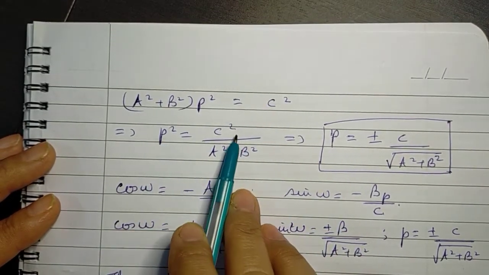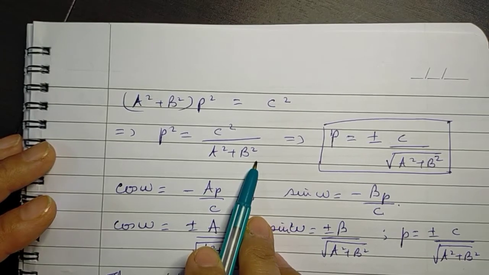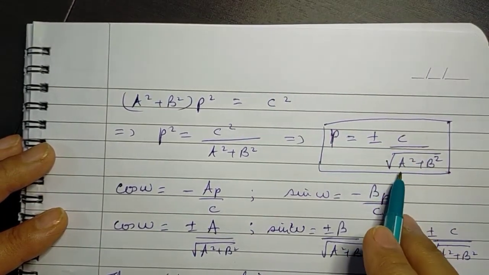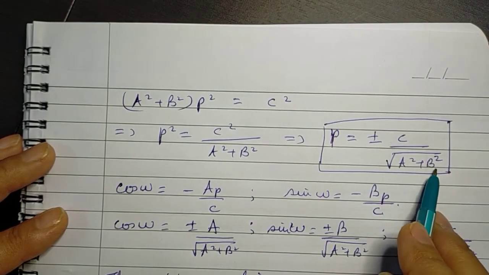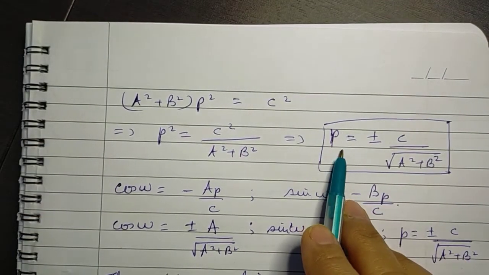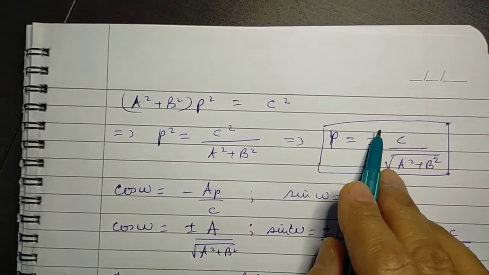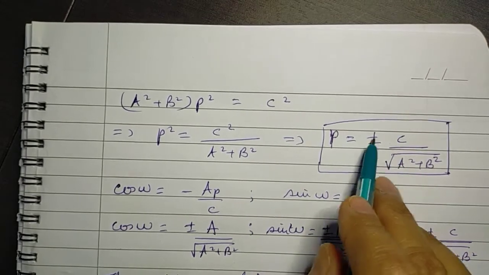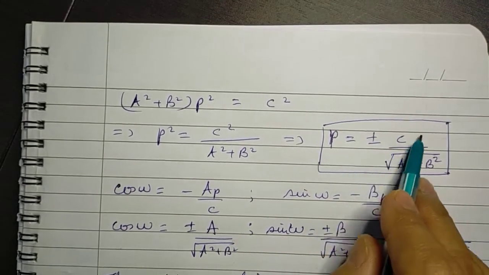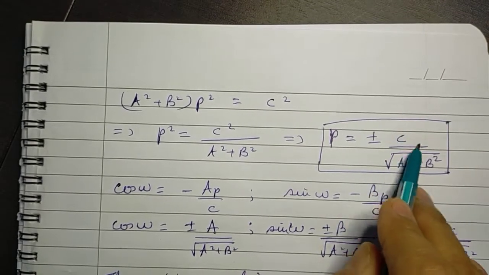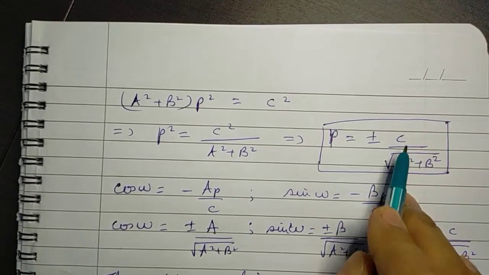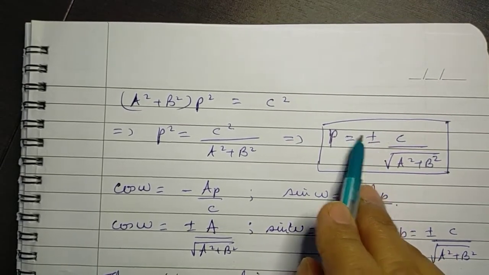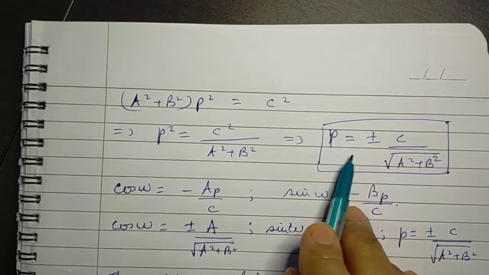Solving, we get p squared is equal to c squared over a squared plus b squared, which gives us p is equal to plus minus c over under root of a squared plus b squared. Now, why have we written this plus minus? We know that p can never be negative. We have written this plus minus because we don't know the sign assumed by c. So out of these plus minus, we'll choose the sign in such a manner that p always remains positive.